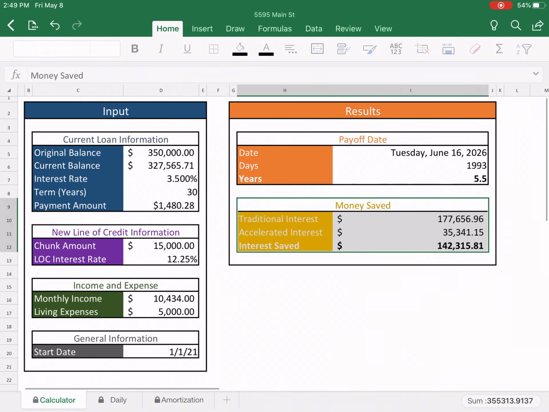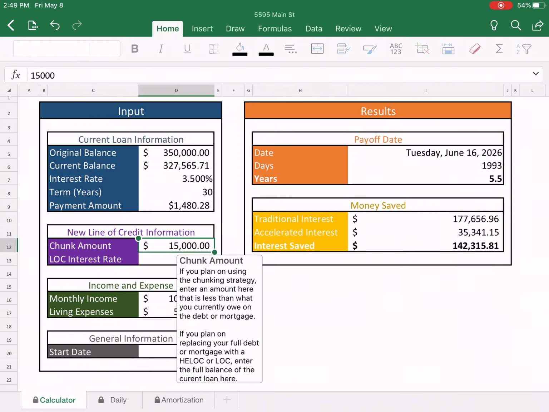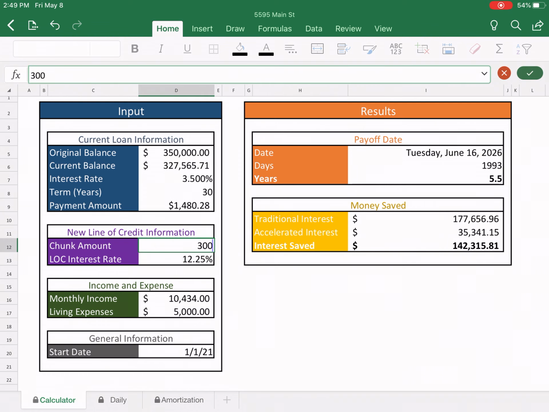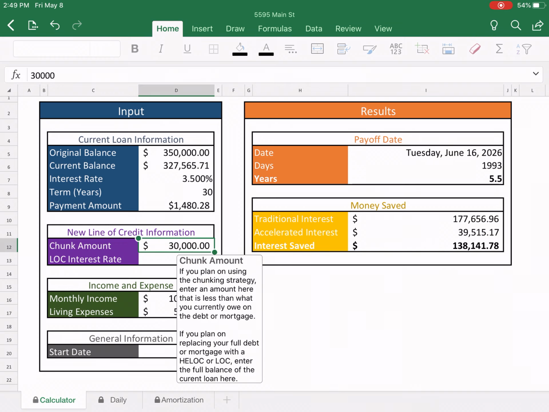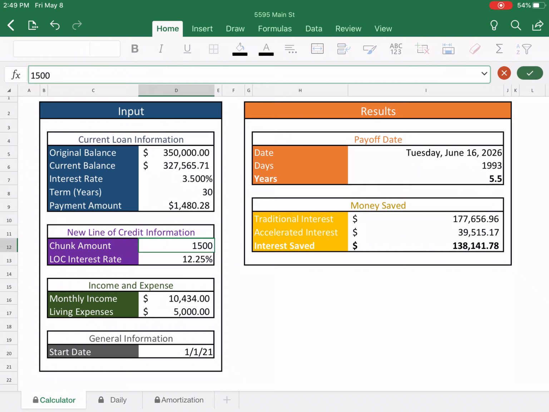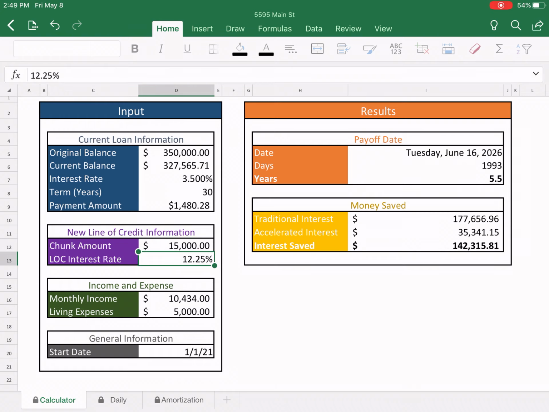Okay, I'm going to put a higher chunk amount. Let's say I'm going to put 30,000, double, right? You see the interest saved. So 138. So you see it didn't change that. That's why I'm saying it's based on your income. So okay, 15,000. Obviously, less interest saved.